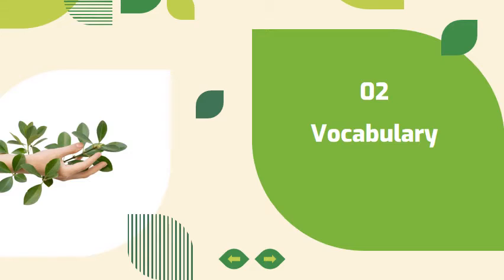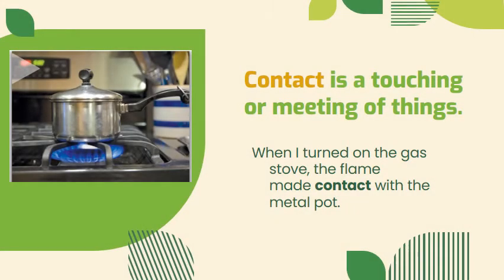Okay, guys, now let's move to our vocabulary words first, to have an idea about the new theme. Our first vocabulary word is contact. Contact is a touching or meeting of things. When things meet or touch together, or maybe we as humans have contact with each other. When we touch each other, then there is contact.